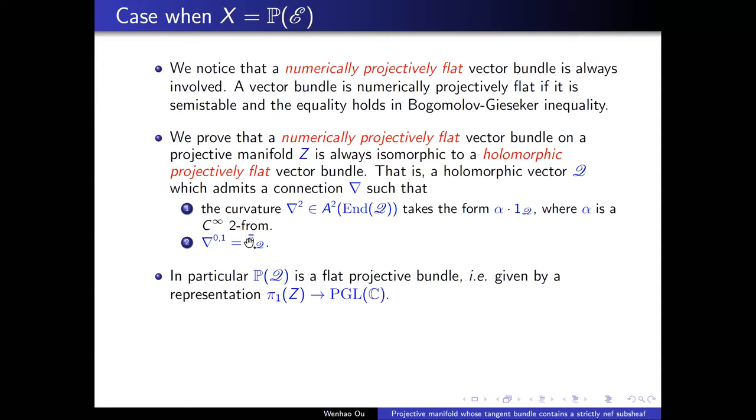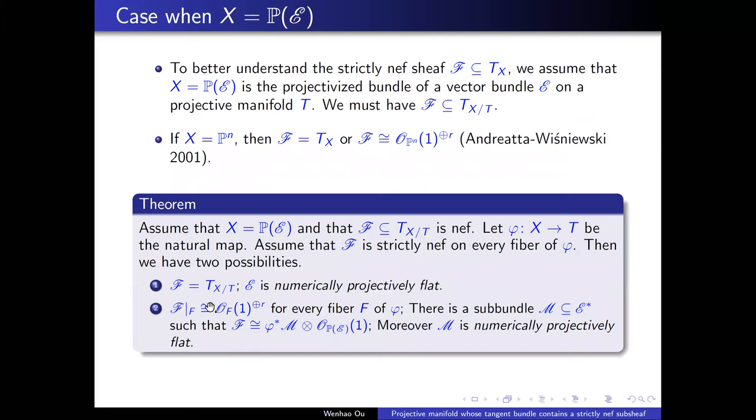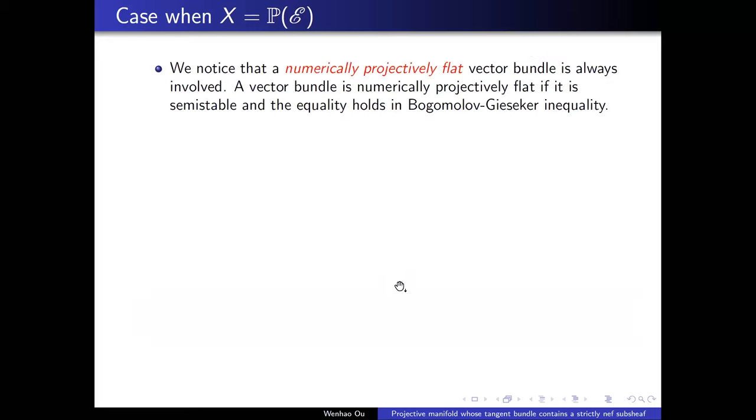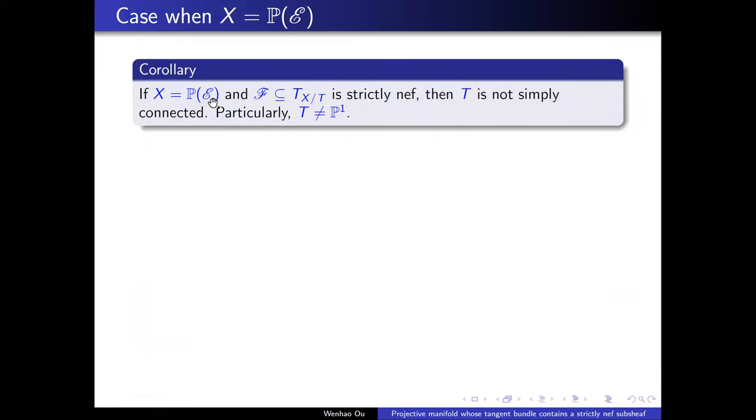So now the previous theorem tells us much more about the sheaf F, right? Because we even know more about the structure of the bundle. It is not very far away from a flat projective bundle. So a simple corollary of the theorem before is: assume that X is the projectivized bundle of a vector bundle over T, and assume that F is a strict subsheaf. Then T is never rationally connected. In particular, T cannot be P1.